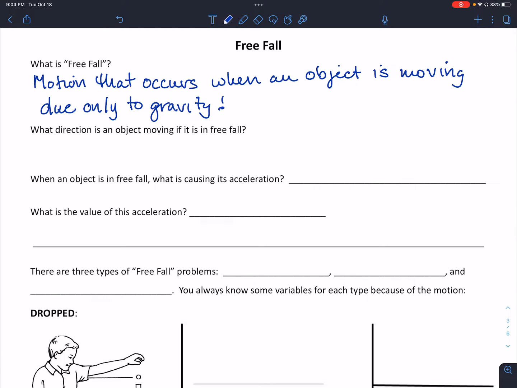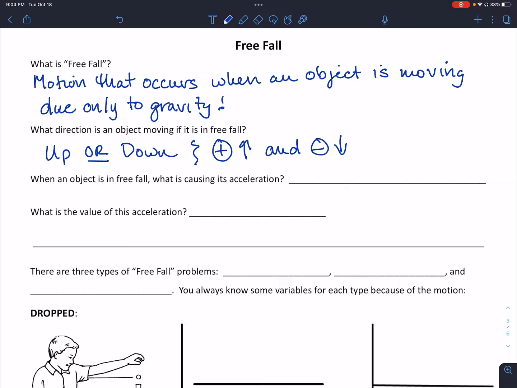All right. So the direction that an object moves when it's in free fall has got to be vertical. So you're either moving up or you're moving down. Now for our directions, we're going to decide that positive is up and that negative is down.